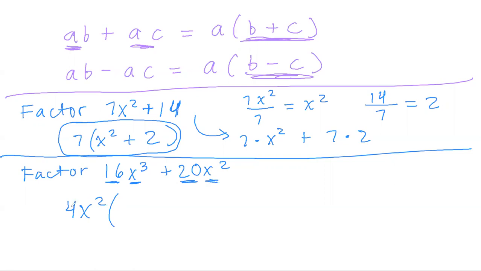Like what do I multiply 4 by to get 16? It's just 4. Or you could think of it, honestly, probably as 16 divided by 4, which might be an easier way to view it. So 16 divided by 4 is just 4. I took out 2 x's from the x cubed, so I just have 1 x left. And then plus 20 divided by 4 is 5. I took out 2 x's from the x squared, so I'm just left with plus 5 there because I already took out all those x's. So this is my answer for this one.